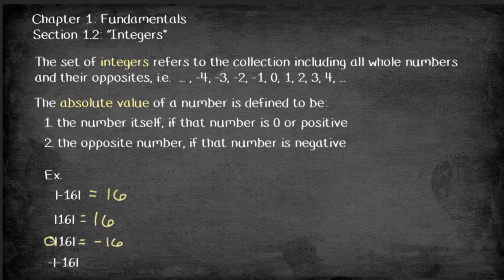And finally, if you have a negative symbol on the outside and on the inside of the absolute value, we are taking the opposite number of the absolute value of negative 16. From the first example, the absolute value of negative 16 is 16. So the answer here again is negative 16.